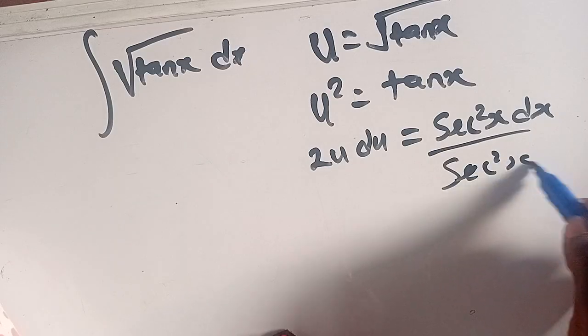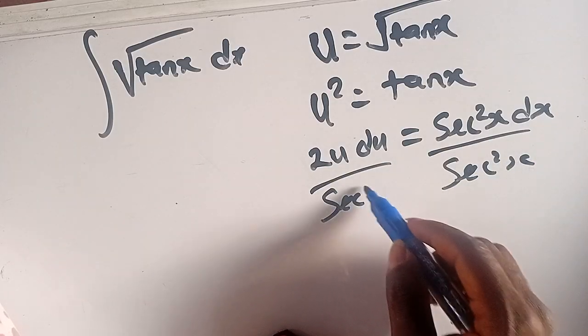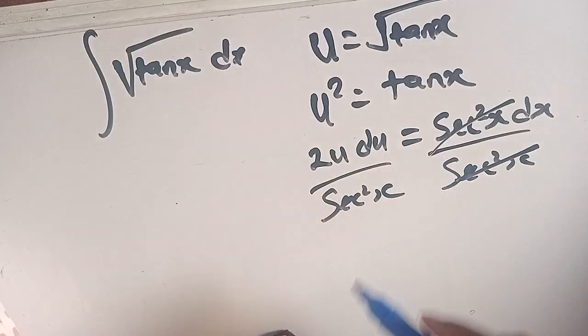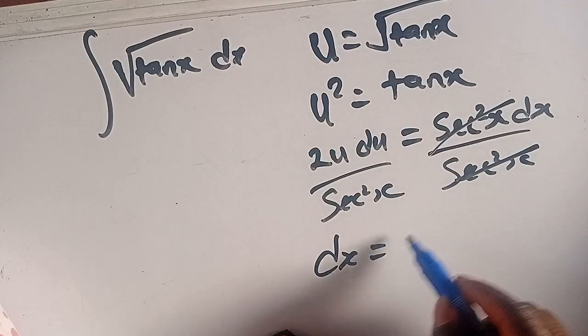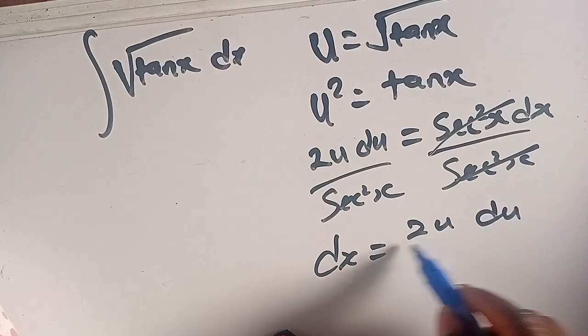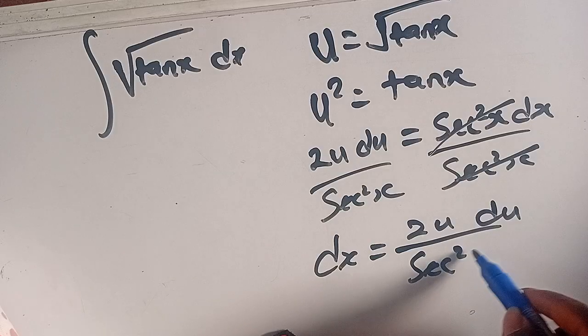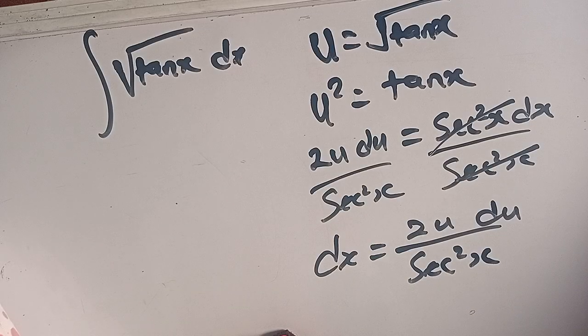Divide both sides by sec squared x. Sec squared x cancels sec squared x. That means dx equals 2u du over sec squared x. So dx is 2u du over sec squared x.